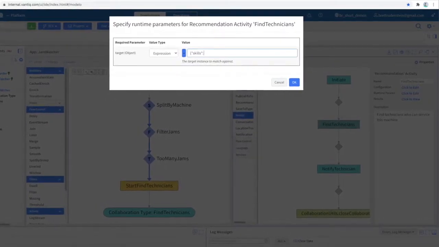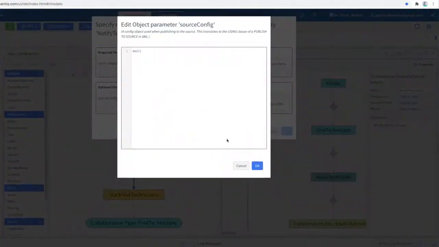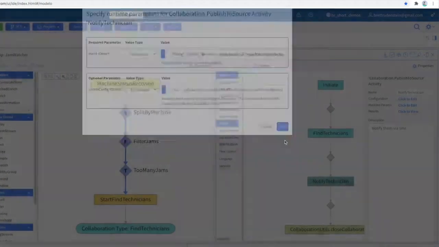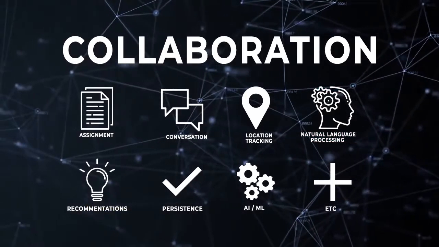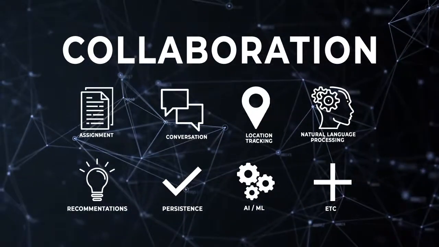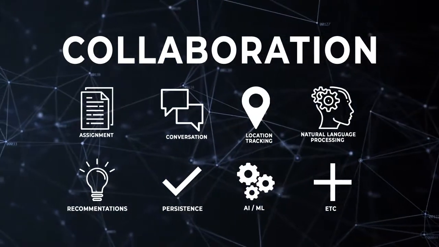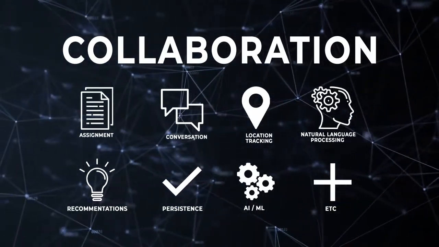In this application, when we find a problem, we use a recommendation pattern to find the best suited personnel to address the issue and a publishing pattern to send an SMS to that individual. Much more complicated collaborations can be built, including location awareness, integration with AI and ML, like natural language processing, and of course, much, much more.